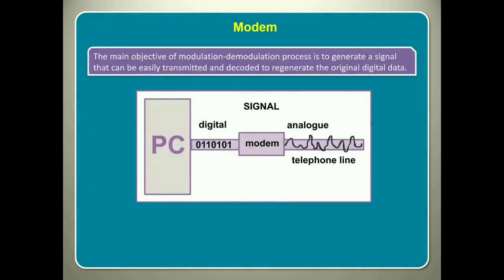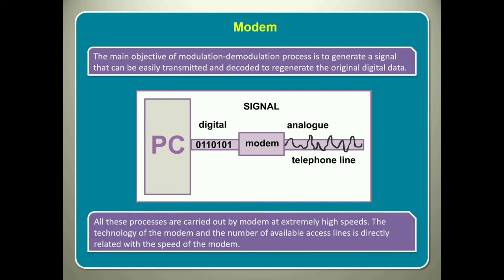The main objective of modulation-demodulation process is to generate a signal that can be transmitted and decoded to regenerate the original digital data. All these processes are carried out by modem at extremely high speeds. The technology of the modem and the number of available access lines is directly related with the speed of the modem.